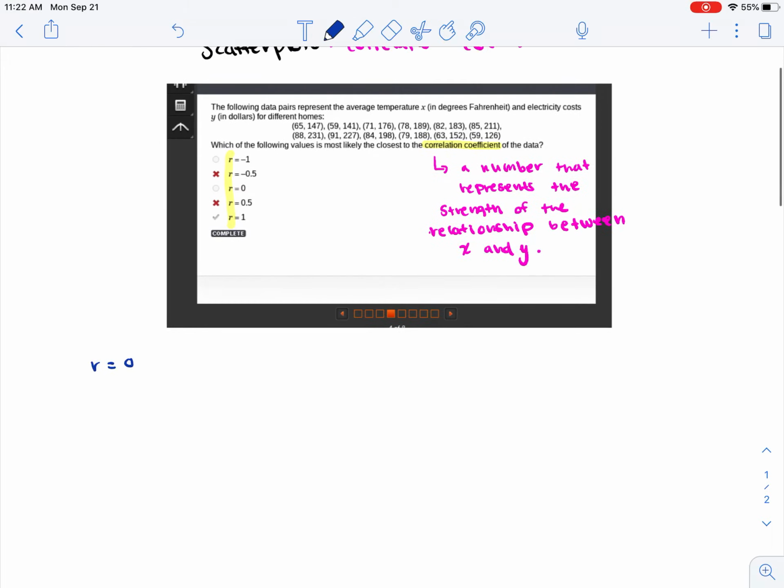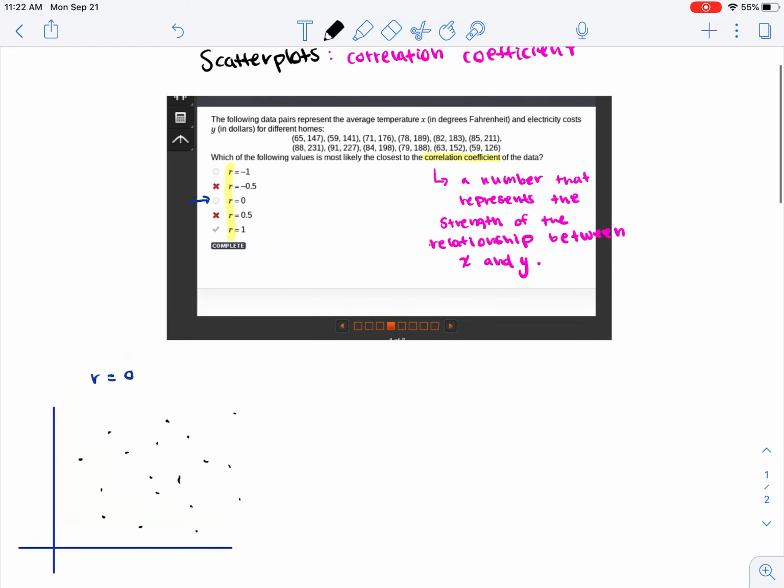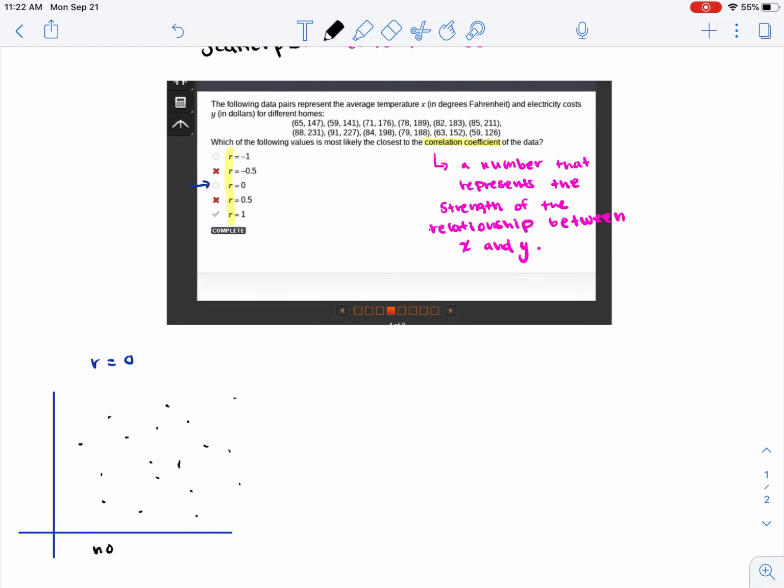If our correlation coefficient is 0, so this is our third choice here, if we plotted all of the points, our points will look something like this. You'll notice they're scattered everywhere. R equals 0 means there's no relationship. So you can't really see a pattern. It doesn't make a line. There's no slope. It's just scattered, like scatter plots. So this would be no relationship.